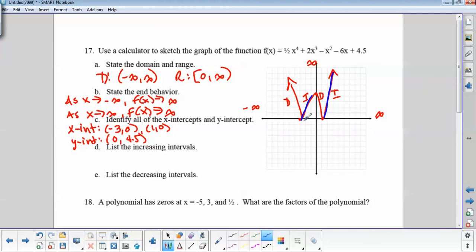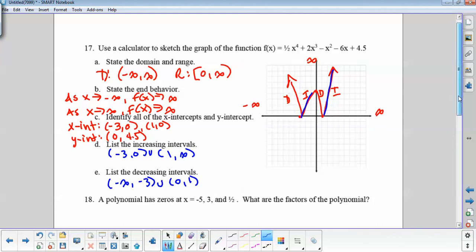So it's increasing from when x is -3 until x is 0. And then it's increasing again from x is 1 until infinity. Decreasing was x is -infinity until x is -3. And then from 0 to 1. Okay, moving on.